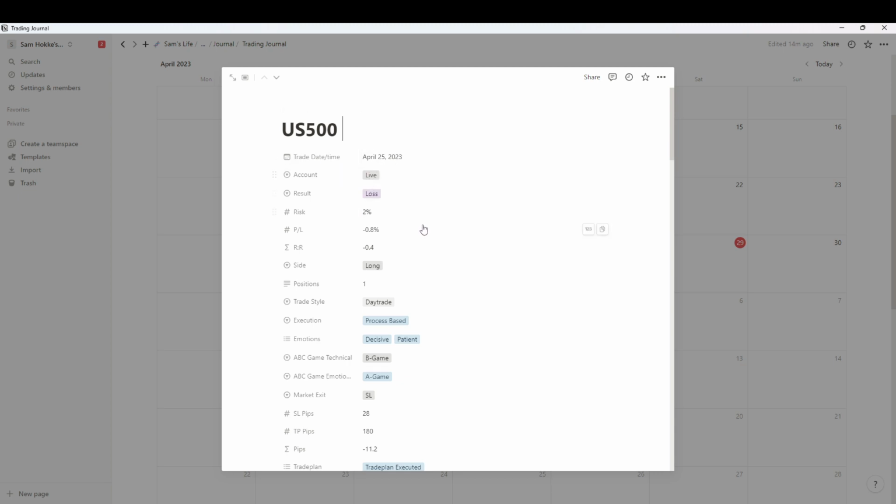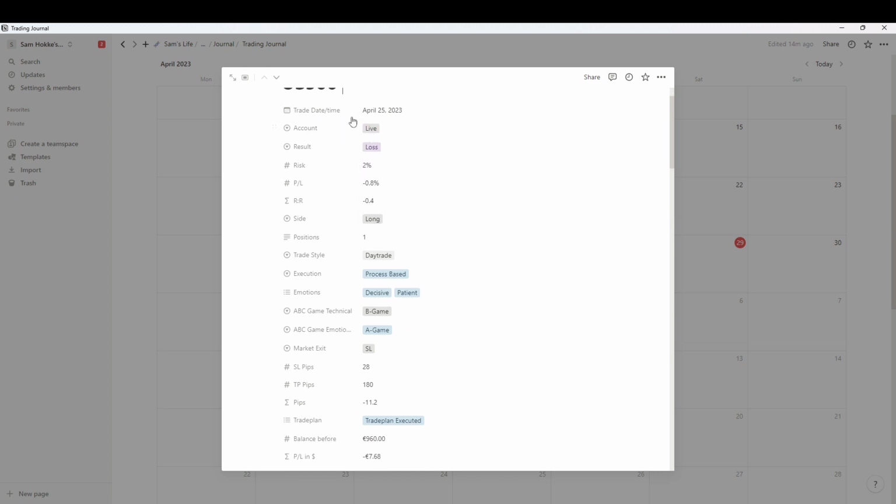So what we can see here, the things that I journal for myself: I always journal the date that the trade was on, which account it was, what the result was, the amount of risk that I took in percent, and the P&L, so how much did I win or how much did I lose. In this case I didn't lose a whole 2% because I minimized it and it became minus 0.8, meaning it's a minus 0.4 R. The side I'm on: am I long or am I short? Am I buying or selling?